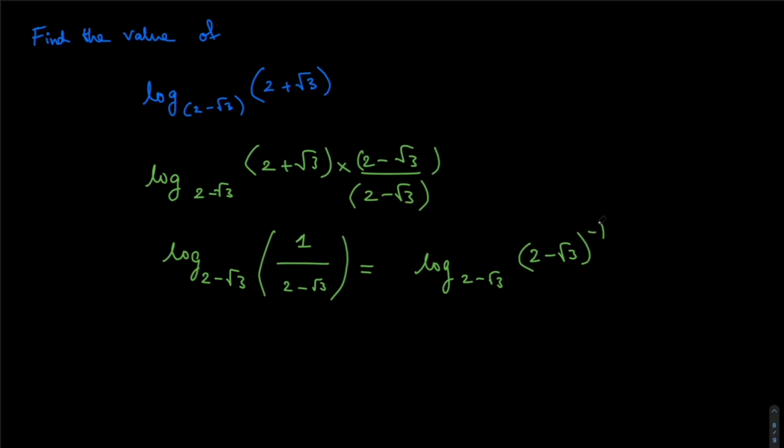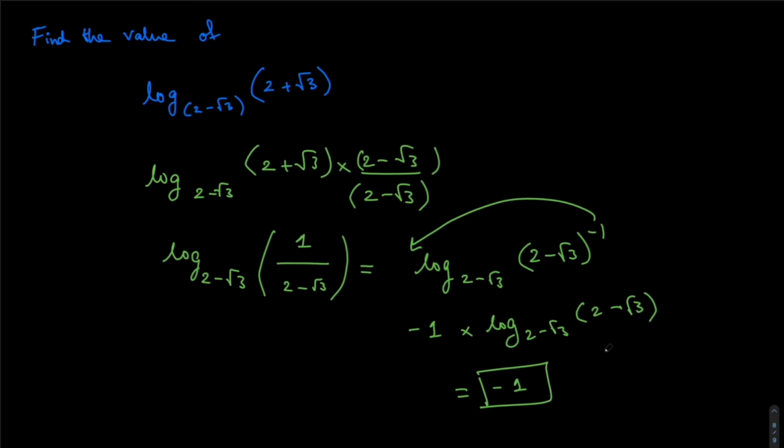Now, if you remember the property, if there's an exponent on this part right here, I can just take it out here. So I can write it as minus 1 times log base 2 minus root 3 of 2 minus root 3, and then I have 2 minus root 3 here as well. So this is like log base a of a, which is basically equal to 1. So 1 times negative 1 gives me negative 1. This is my final answer.